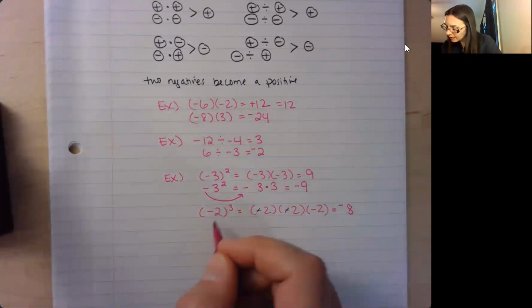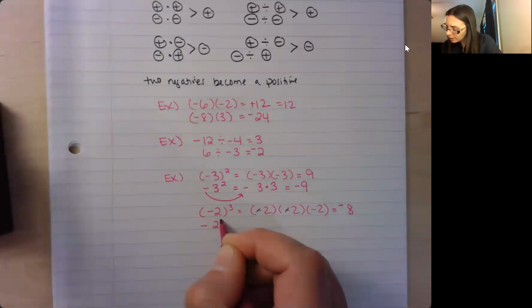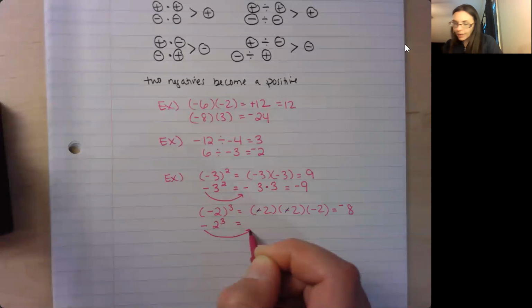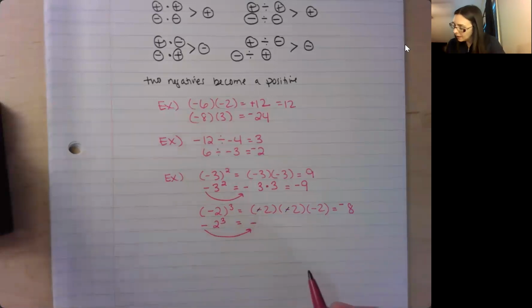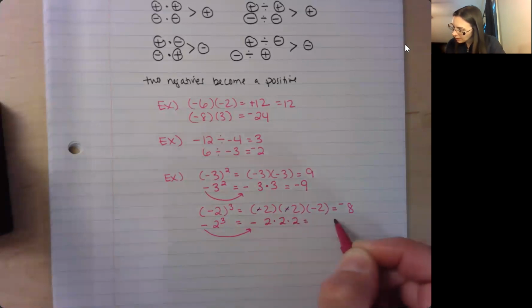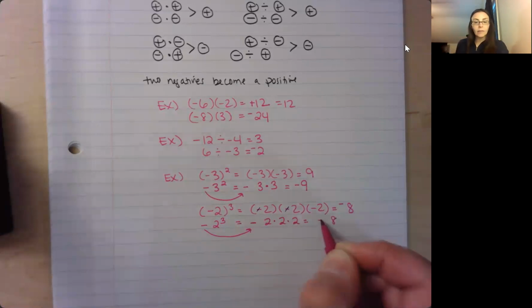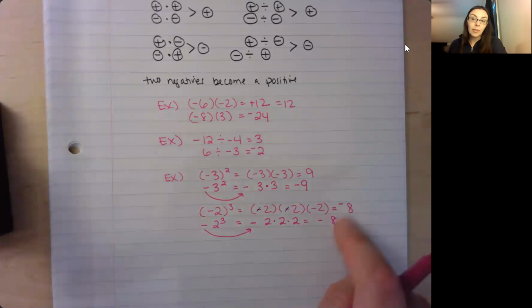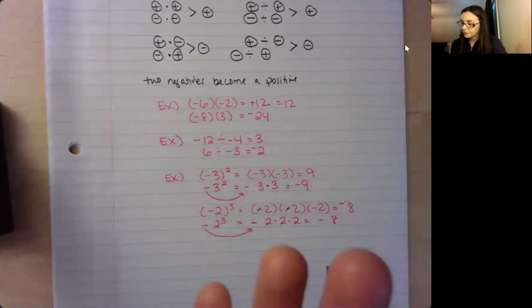Or something like negative 2 to the third power. Here, my negative is outside, so I just tag that on. And then I have 2 times 2 times 2. And again, here that negative tags on. So these end up both being negative 8, but for different reasons.